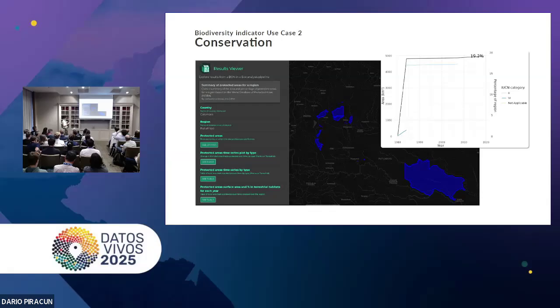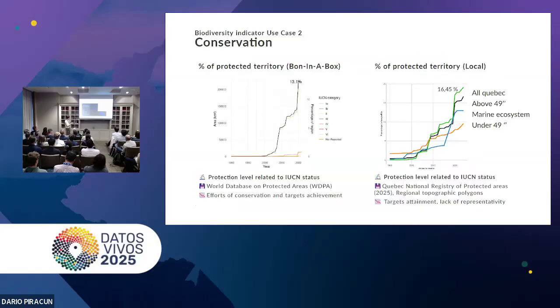We also developed an indicator of conservation, which is basically the percentage of area conserved. We developed it as a pipeline in BON in a Box. So this is an application from Putumayo province in Colombia. And it's really useful because it allows us to compute and observe the results. We compare the results of percentage of protected territory using local and global data sets. The global data set is WDPA, and we also use the local data sets, which doesn't give the same result, simply because the latest local data set is more up to date.